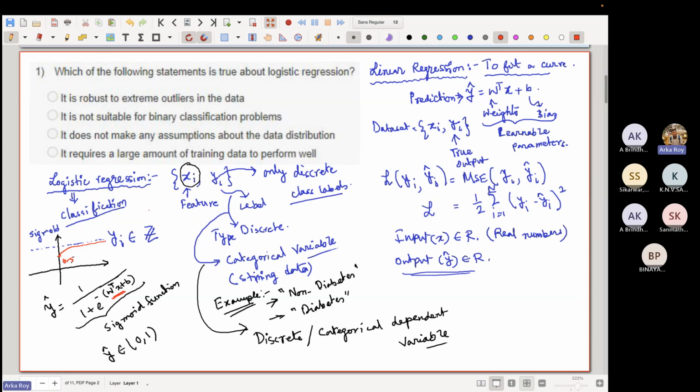But when it will reach 1, that is basically if you put the value as infinity, then 1 divided by 1 plus e to the power minus infinity, you can just formulate by yourself, you'll see that you will get 1. So that means only when this particular term tends to infinity will this graph touch the value 1. Similarly, the value will reach 0 at minus infinity.